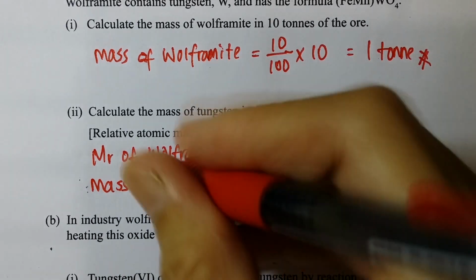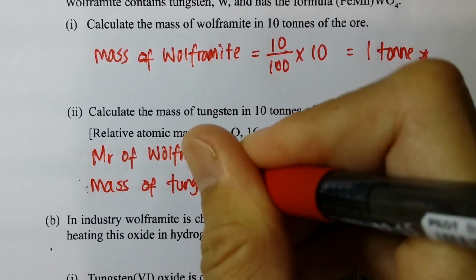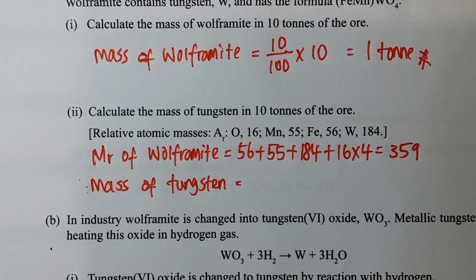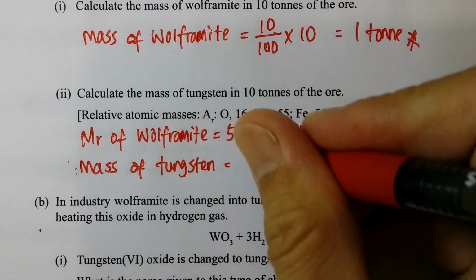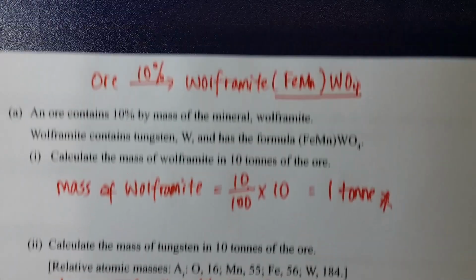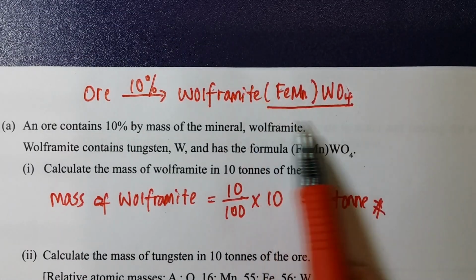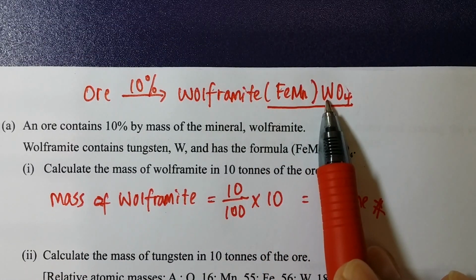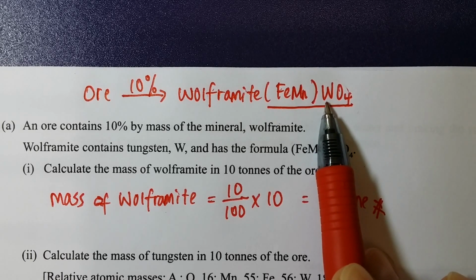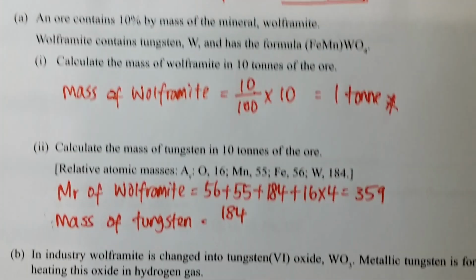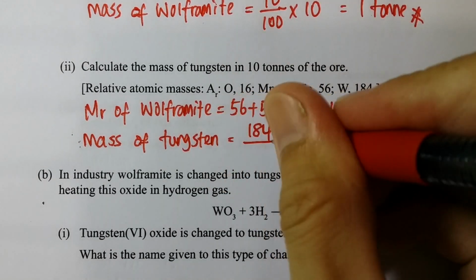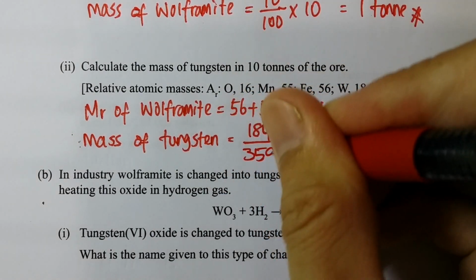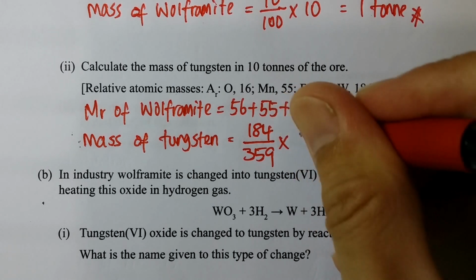So mass of tungsten would be the percentage composition of tungsten in wolframite, which is 184, because in 1 mole of wolframite there is only 1 mole of tungsten. Okay, and the MR and the AR for tungsten is 184. So 184 over 359 times 1 ton.